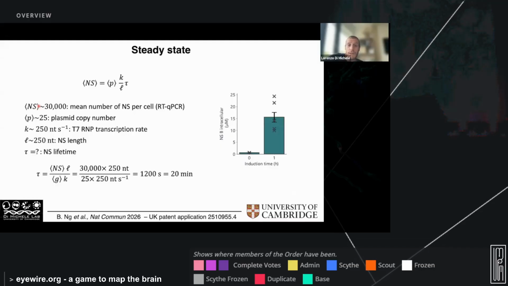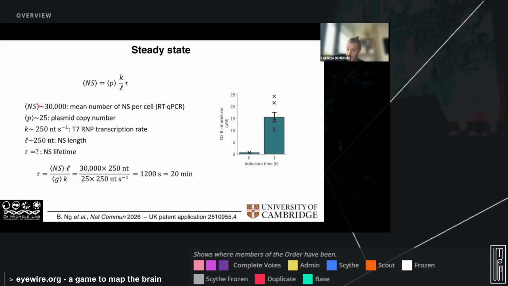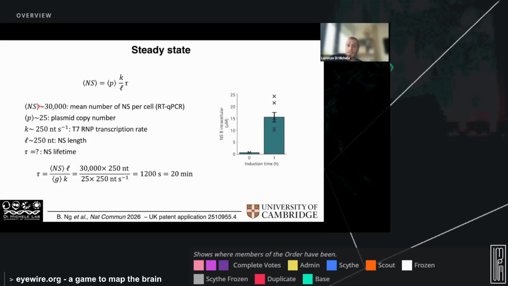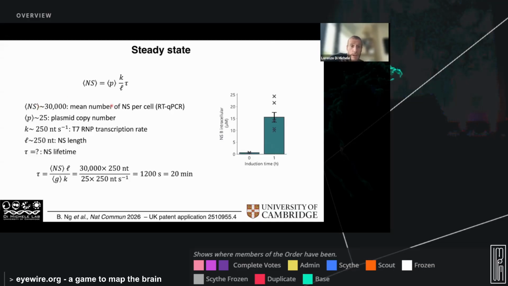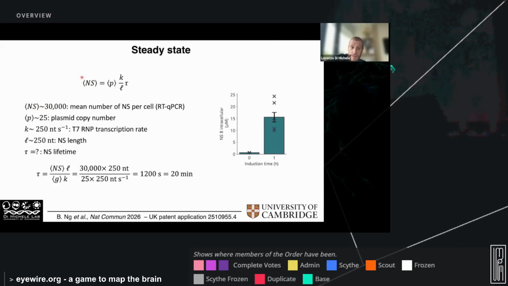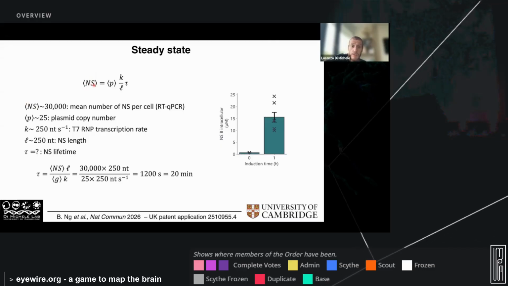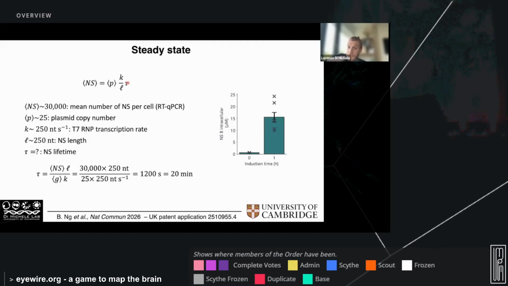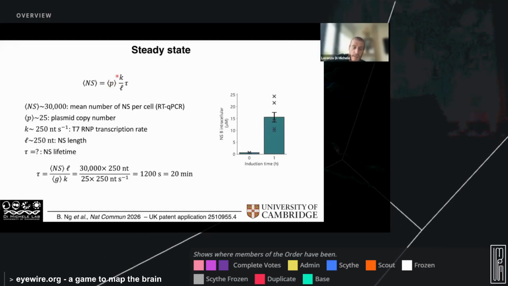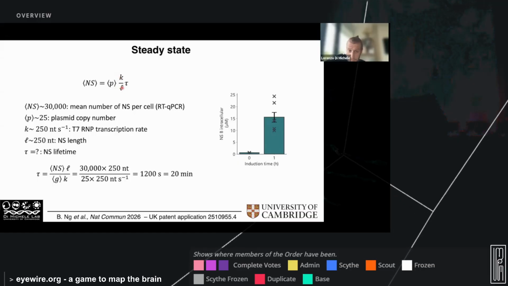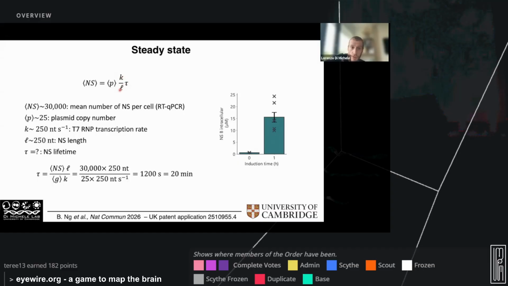What we believe is happening here is that we have a steady state in which RNA is produced at a certain rate, RNA is degraded at a certain rate, and at steady state you get a sufficient concentration of your condensate-forming RNAs to sustain the phase separation and the formation of the condensates. And you can verify this with a very simple back-of-the-envelope calculation. Once again, you can link the steady state concentration of your nanostars, which is this, to the tau, which is the lifetime of the nanostars, how long it takes for them to be degraded, and then the copy number of the plasmids, so the number of genes that you have, the transcription rate of the T7 polymerase, and the length of the transcript. These are all known parameters.